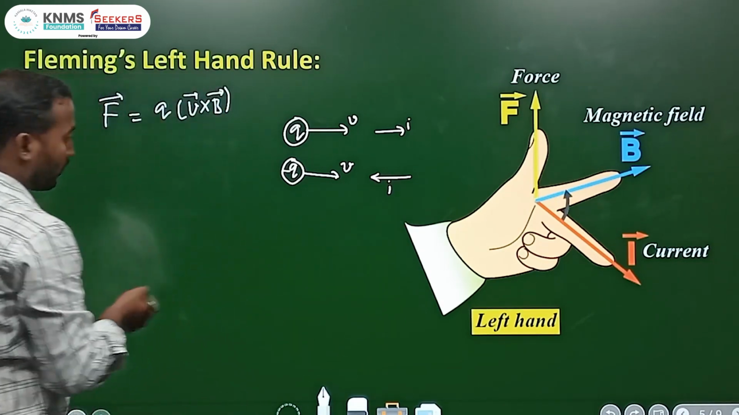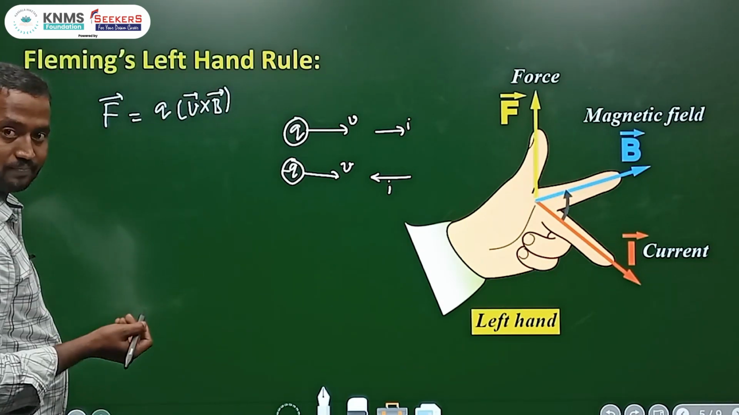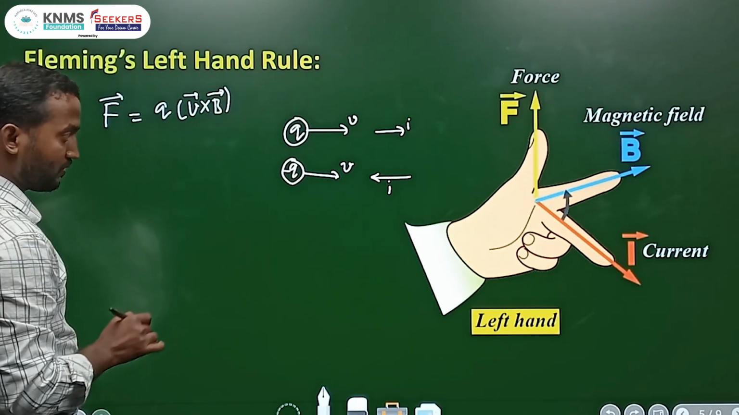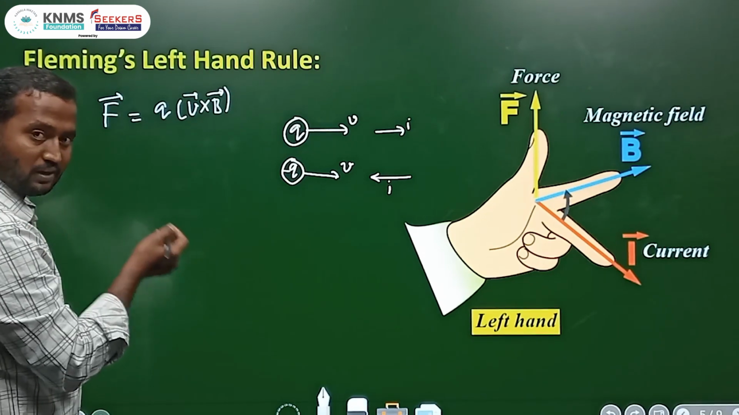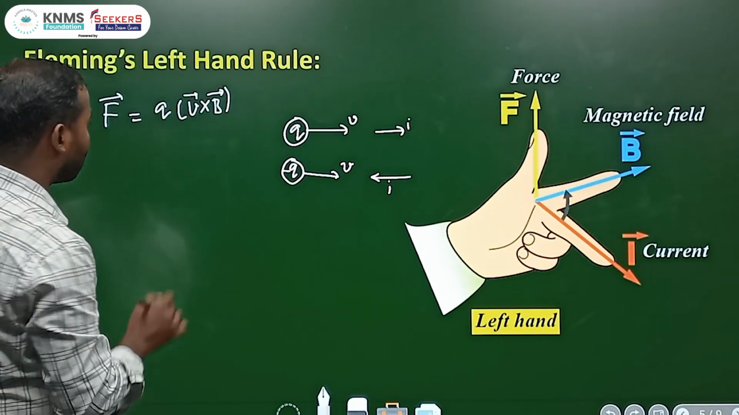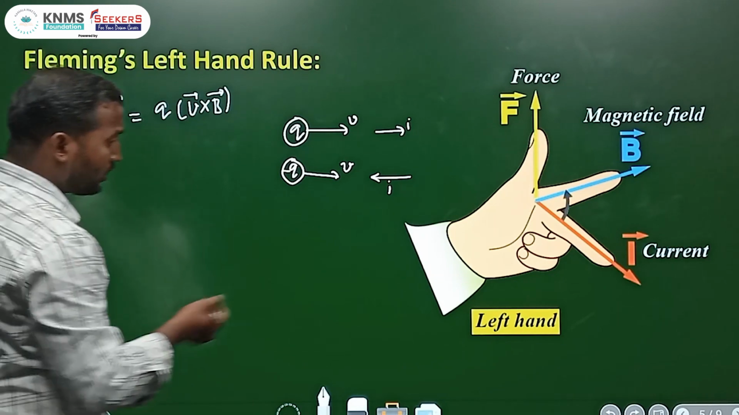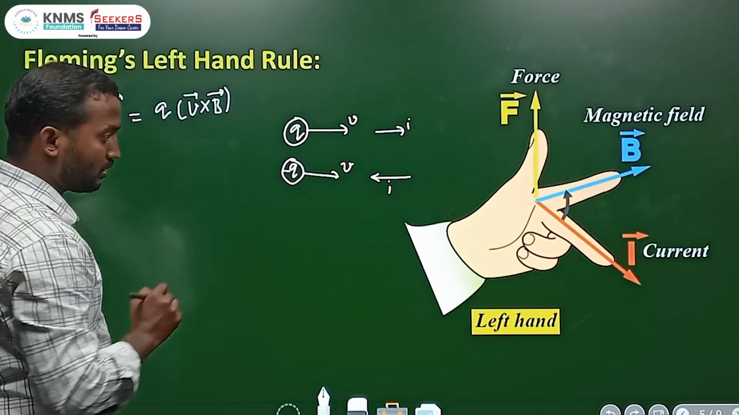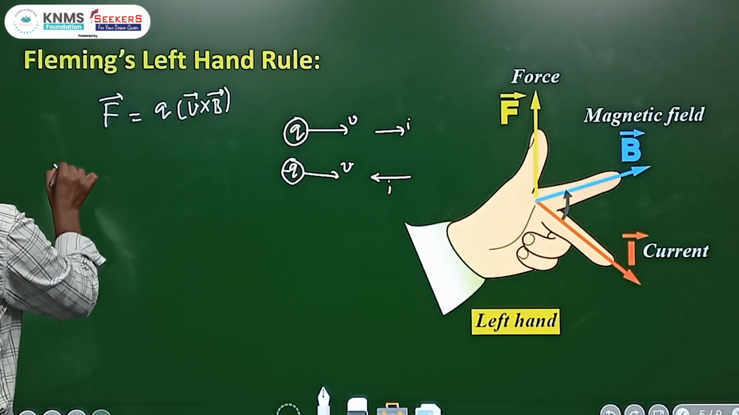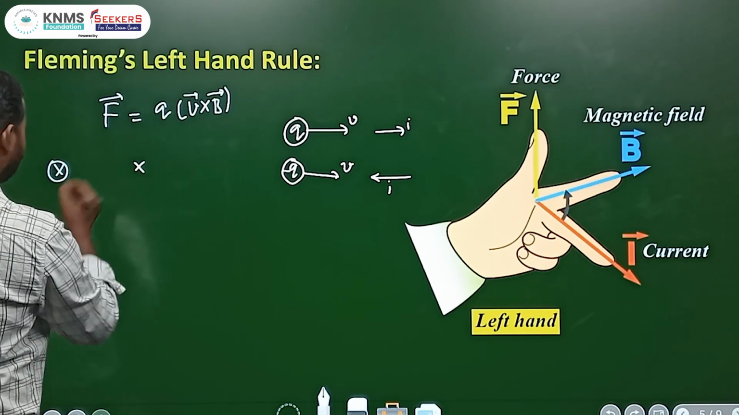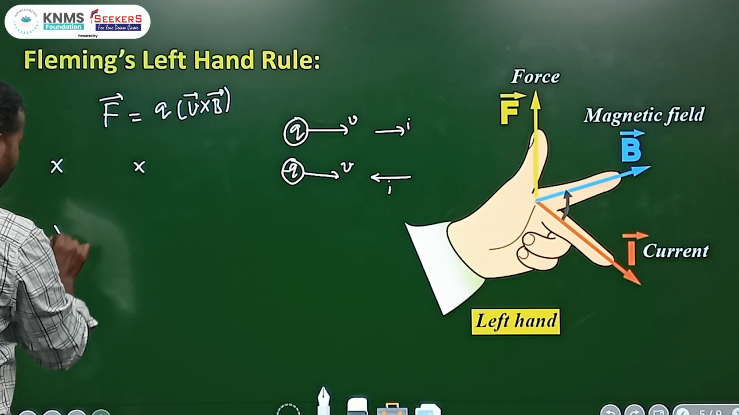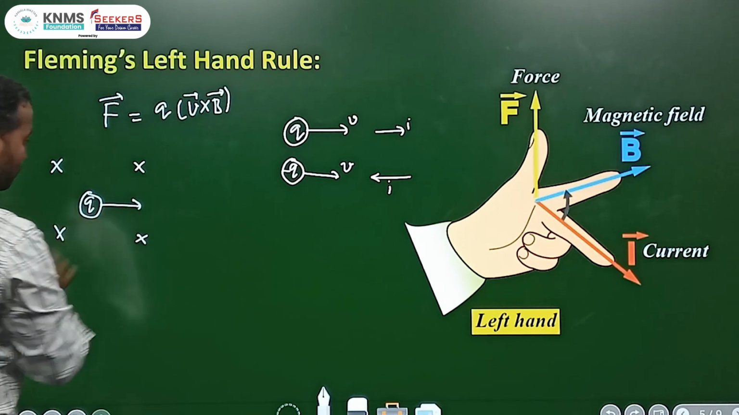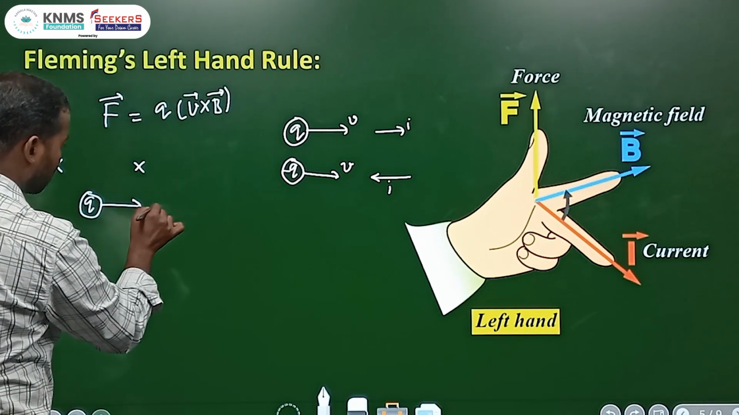That means you have to take the charge direction. If it is positive, take the direction as the current direction itself, and if a negative charge is moving in one direction, take the current direction in the opposite direction. So it is very simple to find the magnetic force using this rule. For example, if there is a magnetic field into the plane, and there is a charge moving in this direction, that means the current is in this direction now.